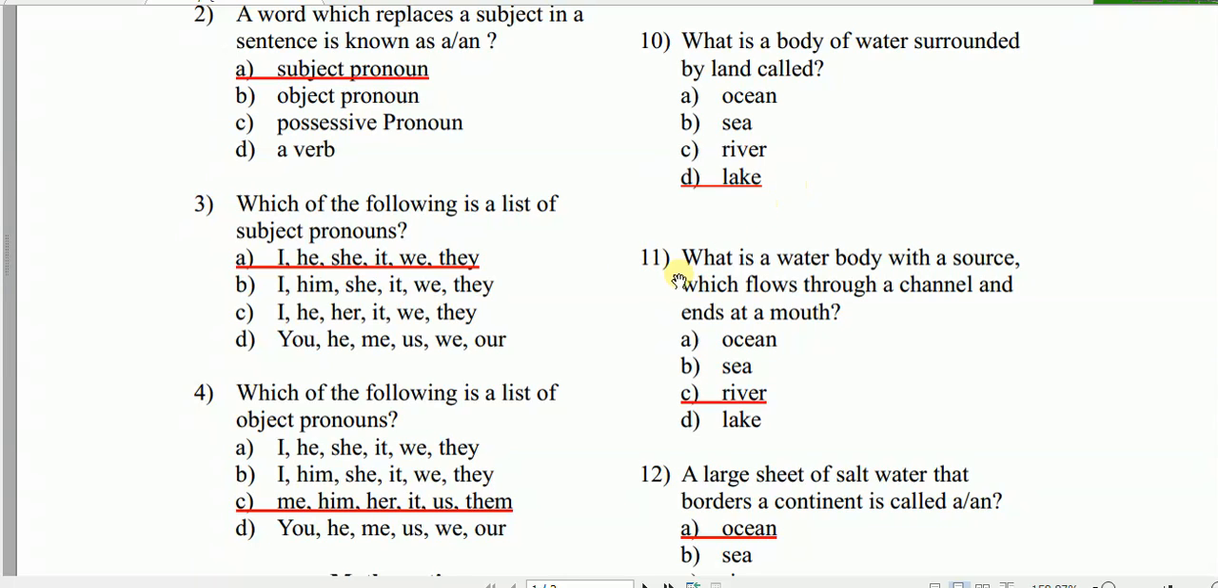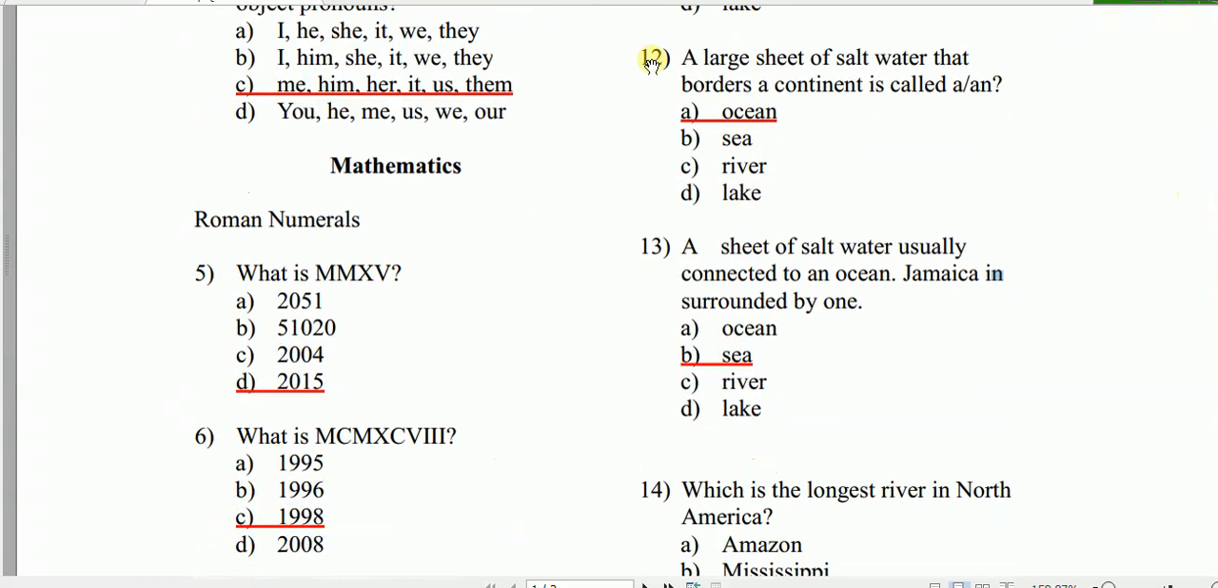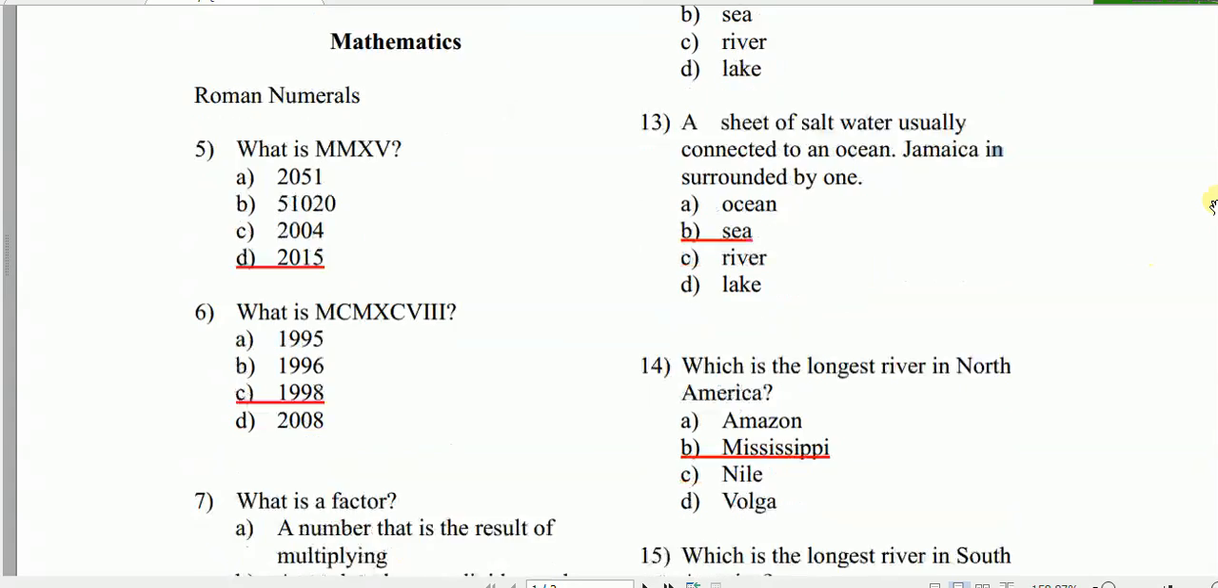Number 11. What is a body of water with a source which flows through a channel and ends at a mouth? And that is a river. Number 12. A large sheet of salt water that borders a continent is called an ocean. Number 13. A sheet of salt water usually connected to an ocean, and Jamaica is surrounded by one, is a sea. It's a sea, and we are in the Caribbean Sea.